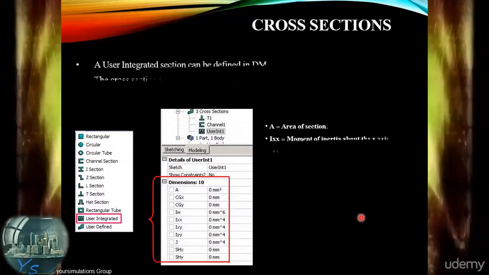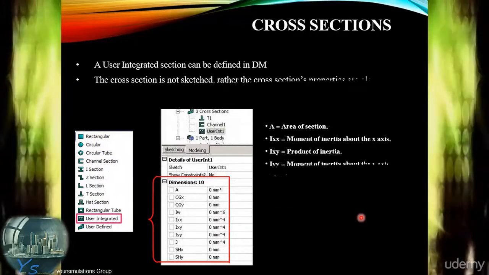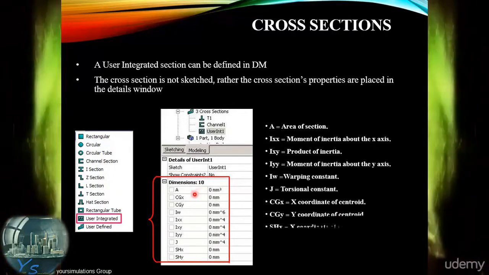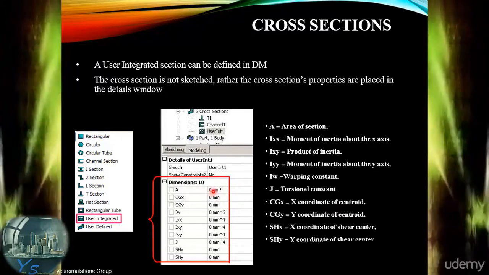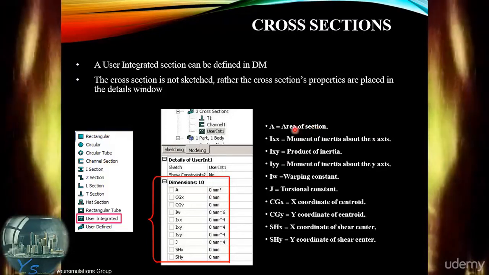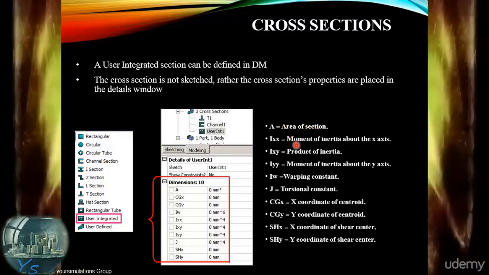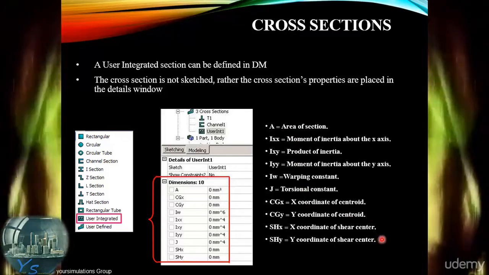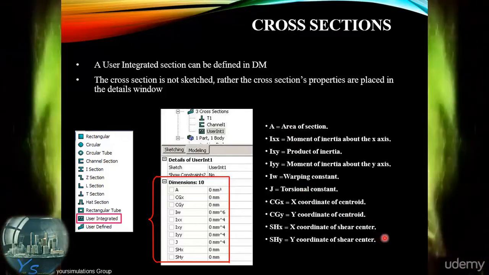It's also possible to create a user-integrated section, which can be defined in Design Modeler. This gives much more flexibility for more user-definable cross-sections that are needed. We have all of these types of inputs that are necessary, such as area of section, products of inertia, warping constants, and centroid and shear center information that can be inputted for user-integrated cross-sections.